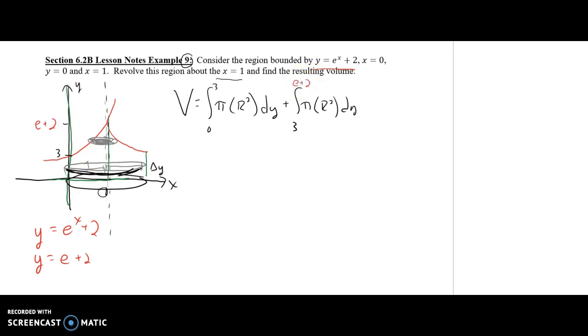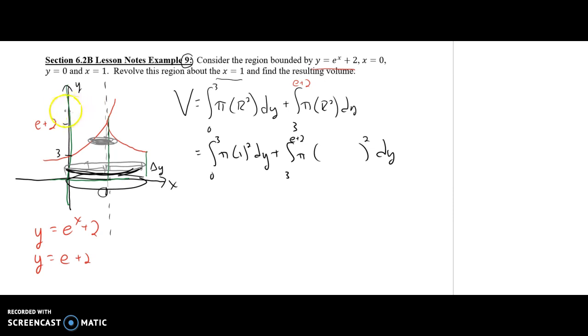So the trick now is to find the radius of each of these 2 different disks. Again, the disks along here are all going to have a radius of just 1. So my very first one here is just going to go 0 to 3 of pi times 1 squared dy. This one is going to go from 3 to e plus 2 of pi. Now I'm going to have to think about what this radius is going to be.